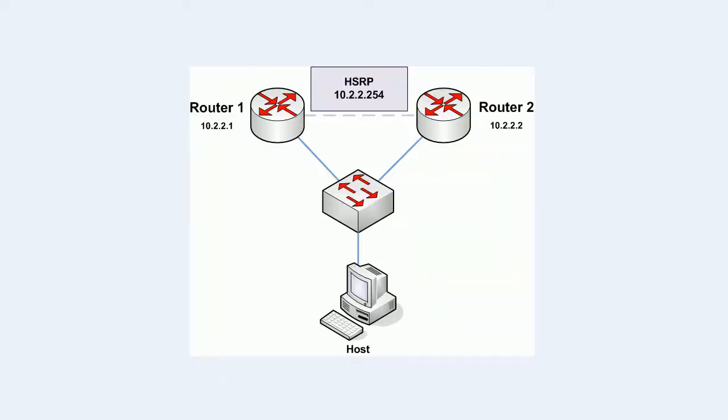But if we want to add proper redundancy to our network and have a failover mechanism, we can create an HSRP group running between those two routers. So if one went down, hosts on the network would automatically be able to use the other one. That's what we're going to use HSRP for, which is a first hop redundancy protocol. HSRP stands for Hot Standby Router Protocol.